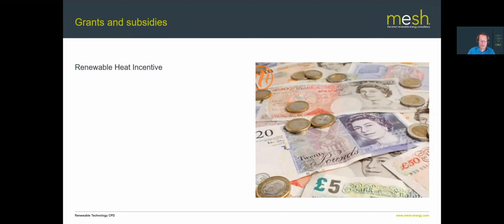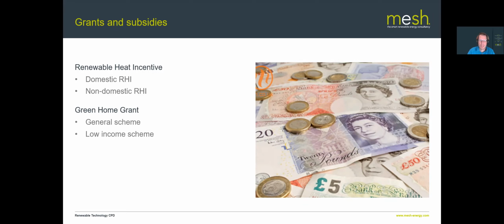So the renewable heat incentive. We're going to concentrate on the domestic RHI, but there is also the non-domestic RHI. We're also going to talk a little bit about the new system, which is called the Green Homes Grant, which can be used in conjunction with the renewable heat incentive. And then there's two schemes within that, which is the general scheme and the low income scheme. And we'll talk a little bit about those.